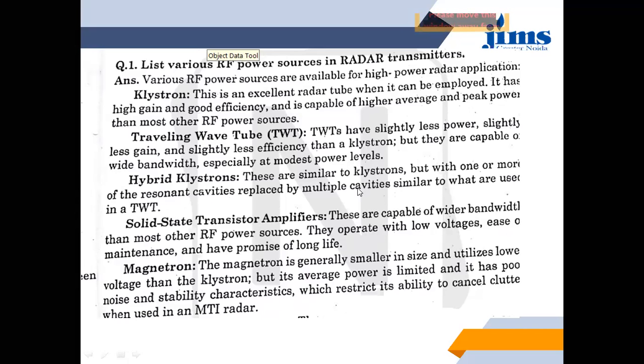Now the second RF power source is the traveling wave tube, TWT device. This is not as good as the Klystron. It is comparatively poor in performance. It gives slightly less power, slightly less gain, and slightly less efficiency than the Klystron. But it has an advantage that it offers relatively high bandwidth.